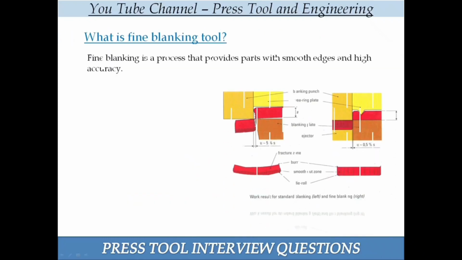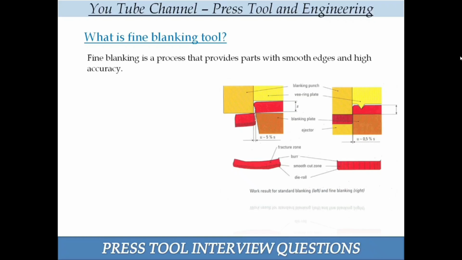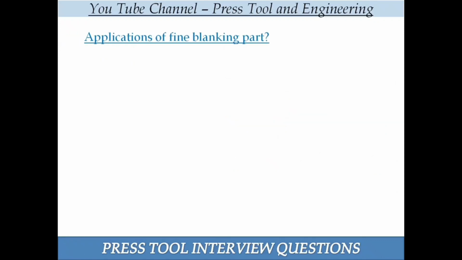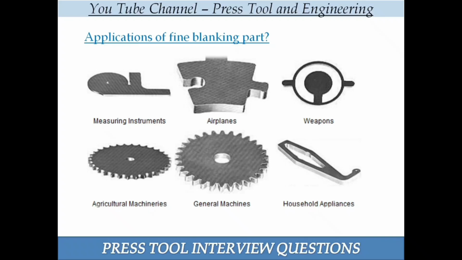What is a fine blanking tool? Fine blanking is a process that provides parts with smooth edges at high accuracy. In this figure, this part is developed in fine blanking. There are smooth edges. This part is developed in a blanking tool, where the edges are not smooth, and this is the operation of blanking. This is the fracture point, and what is the fracture point of fine blanking? You can see this figure. Applications of fine blanking parts: measuring instruments, airplanes, weapons, agricultural machinery, general machinery, household appliances.